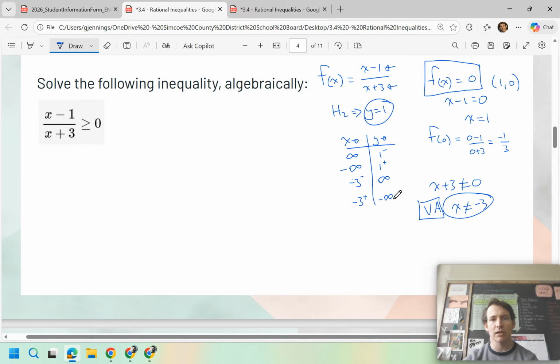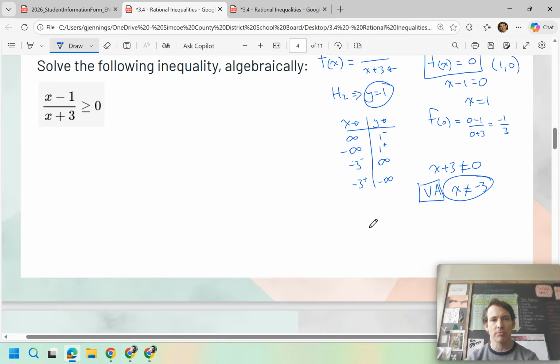So we can do these little tests pretty quickly and then get a good sketch. So our sketch would look like this. We have our asymptote there at x equals -3, our asymptote here at y is equal to 1, and then we have our y-intercept there at -1/3.